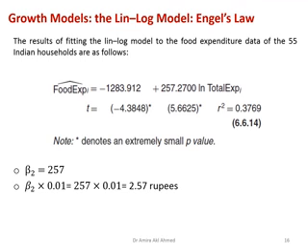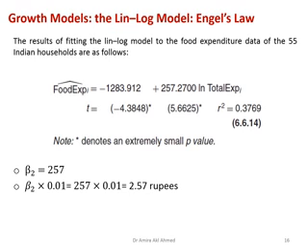The results of fitting the lin-log model to the food expenditure data of the 55 Indian households are shown here in the current slide. According to these results, the slope coefficient is around 257. What does this slope coefficient tell us?